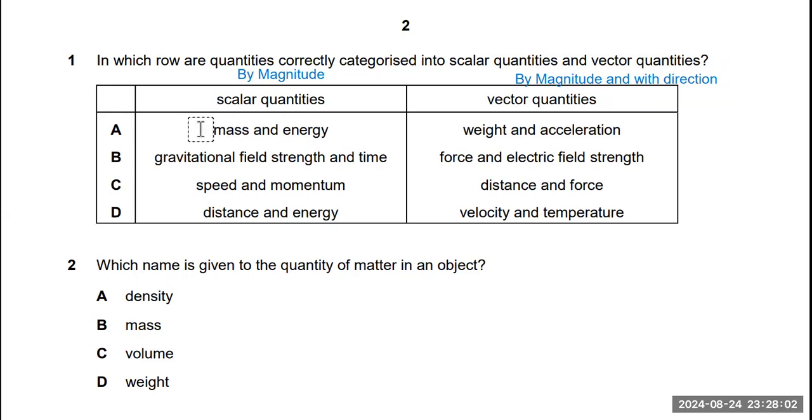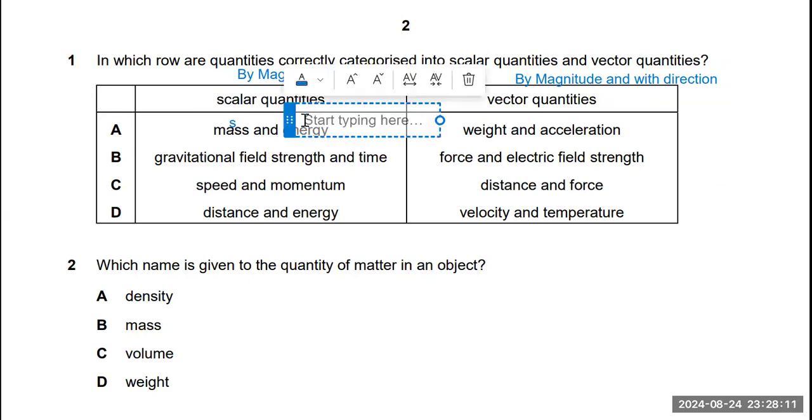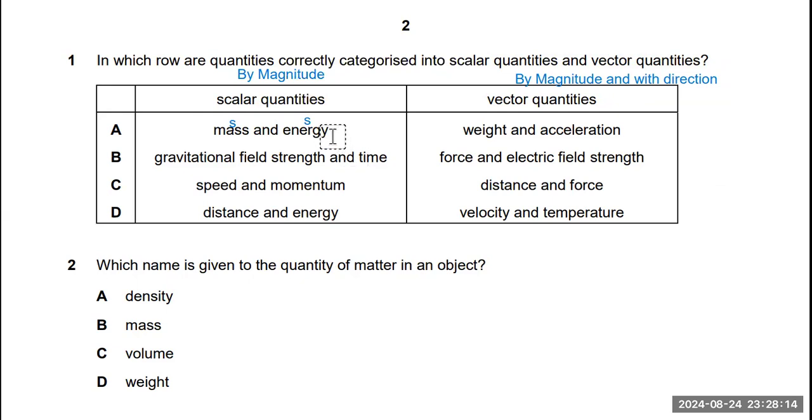In the first option, mass is a scalar quantity, I will write here S, and energy is also scalar. We don't need any type of direction to represent that. On the other hand, weight is direction dependent, so I will write here that it is a vector quantity. Acceleration is also a vector quantity, because when our body is moving in a specific direction and there is any change in velocity in that direction, then we define the term acceleration. The rate of change of velocity is called acceleration.